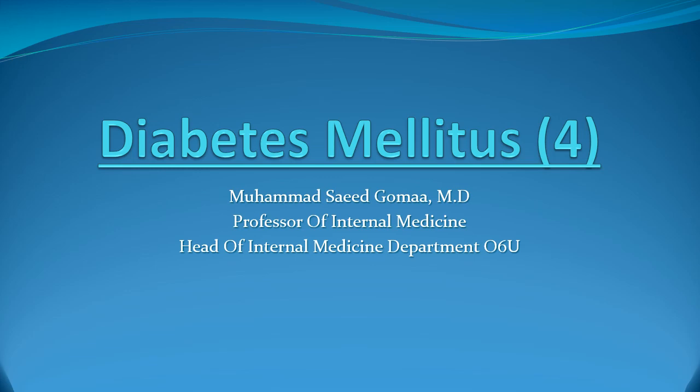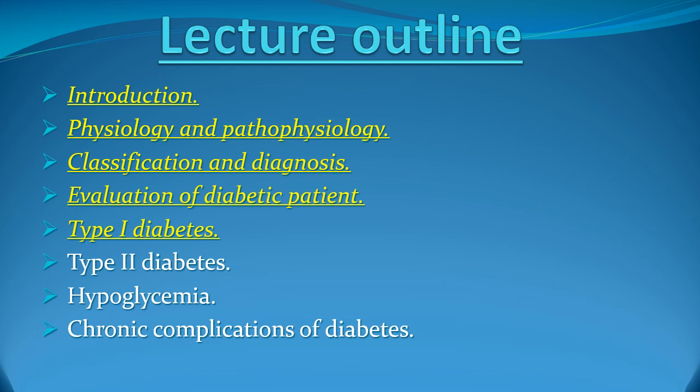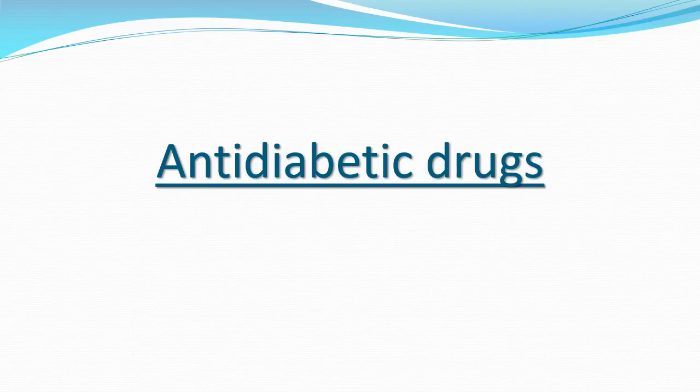This is part 4 of a series of lectures addressing diabetes mellitus. These are the items that we have finished so far: introduction, physiology and pathophysiology, classification and diagnosis, evaluation of a diabetic patient, type 1 diabetes, and in the last lecture we spoke about type 2 diabetes. Today we start talking about anti-diabetic drugs.